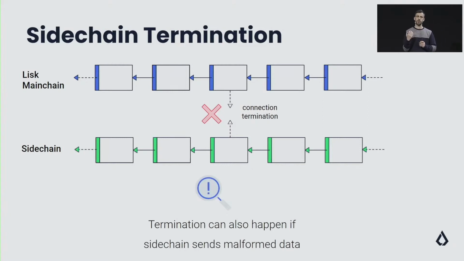Interesting to mention that this termination of the sidechain can happen for other reasons, not only by breaking the liveness requirement. Especially it can happen if the sidechain is sending wrong data, for example a cross-chain update with the wrong format. This will also terminate the sidechain. But it is important to say that if the sidechain follows the interoperability protocol, as every sidechain in the Lisk ecosystem should, this will never happen. It has to be done on purpose on the sidechain for this to happen.